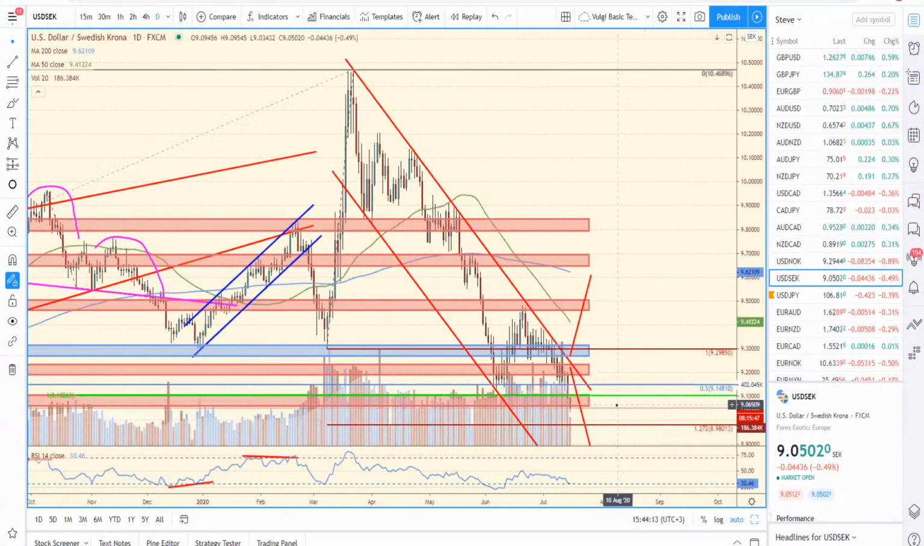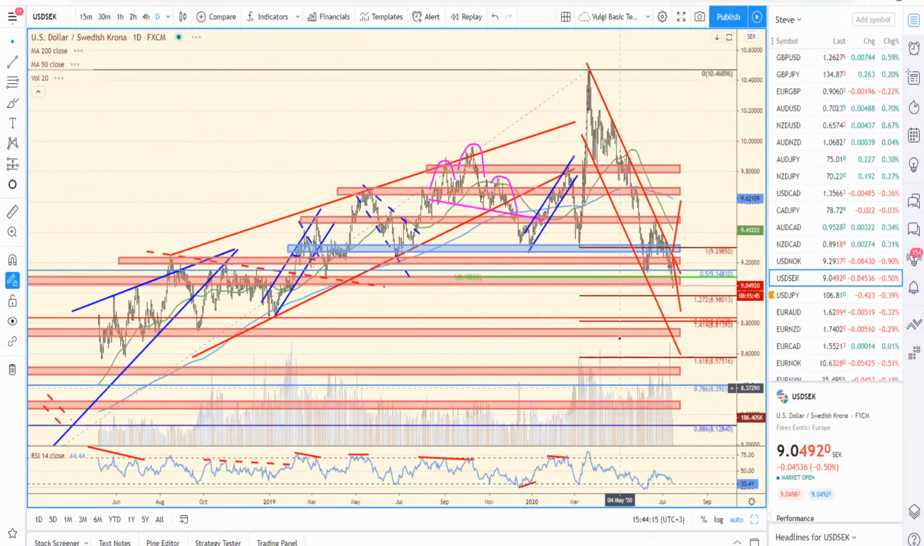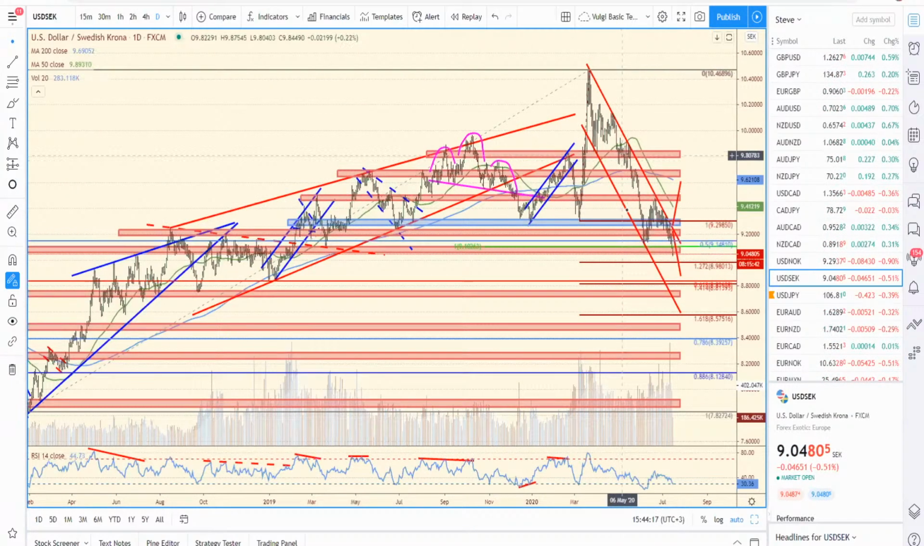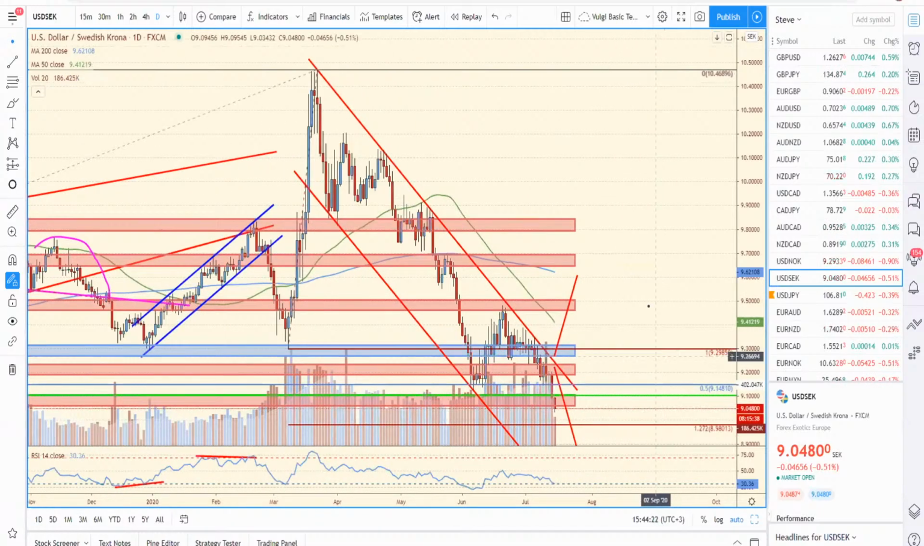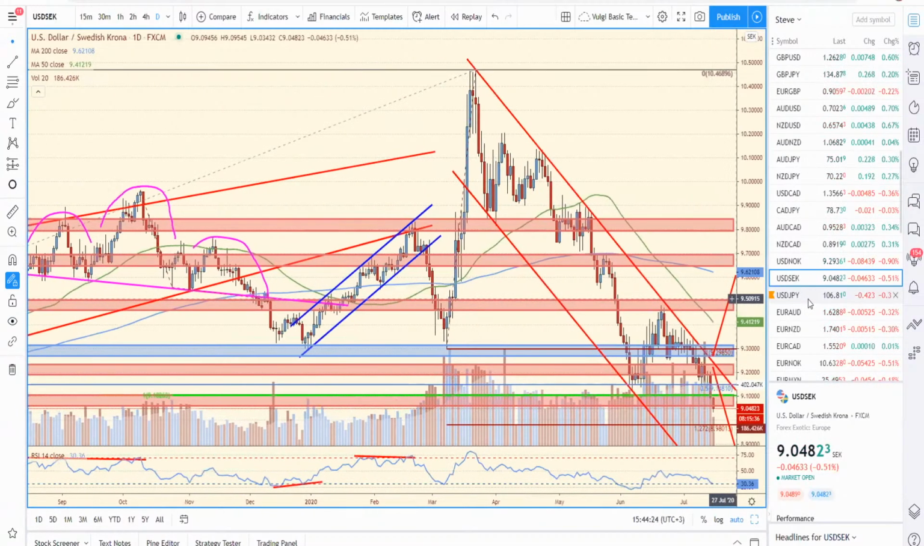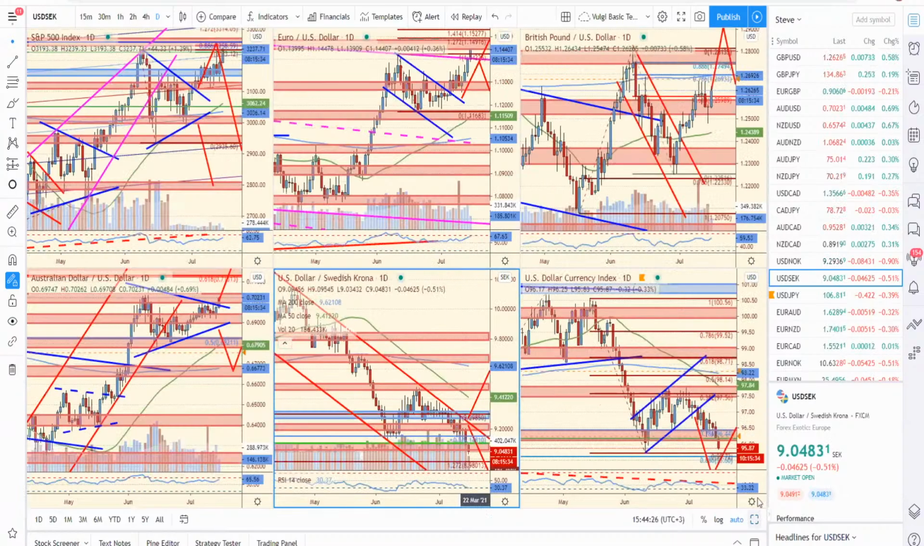Look at USD SEK. USD SEK got rejected once again from this descending channel trend line resistance and has turned lower once again. In general, the US dollar looks really, really bearish, more or less against everything. So, it is what it is.